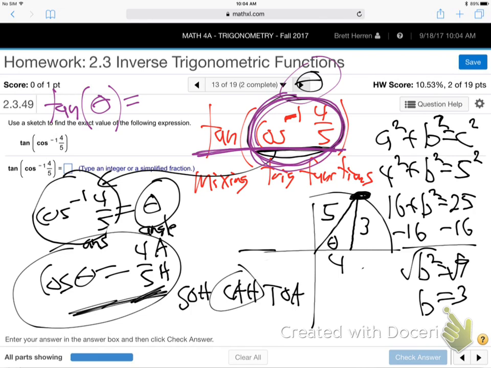Okay, so the whole question is boiled down now. What's the tangent of that theta thing I made up? What is the tangent of theta? We'll look at the triangle. What's tangent? Opposite over adjacent. Right? 3/4, done.